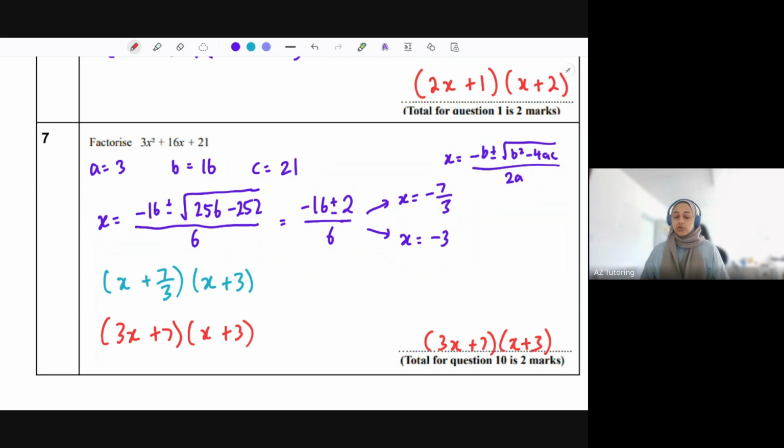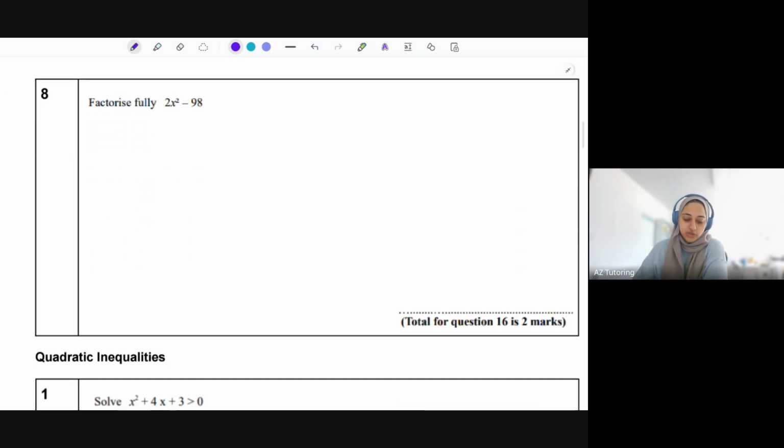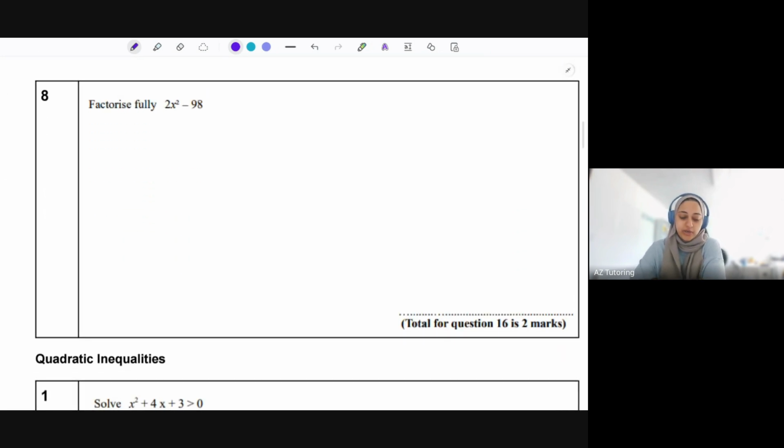So you can use this quadratic formula method, or you can just stick with your AC method, or just trial and error, I guess. But it's all about timing in the exam, and it's that exam technique as well. Moving on to question 8, it says factorize fully 2x squared minus 98. So you should notice that minus there probably signifies that it's going to be difference of two squares, but 2x squared and 98 are not square numbers.